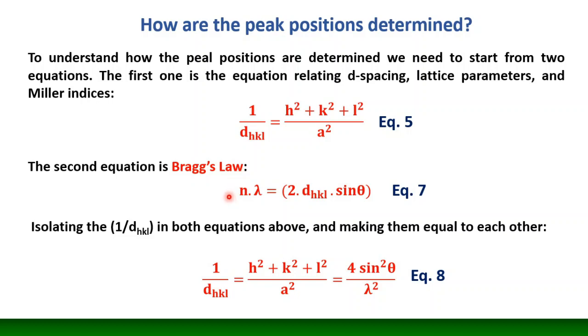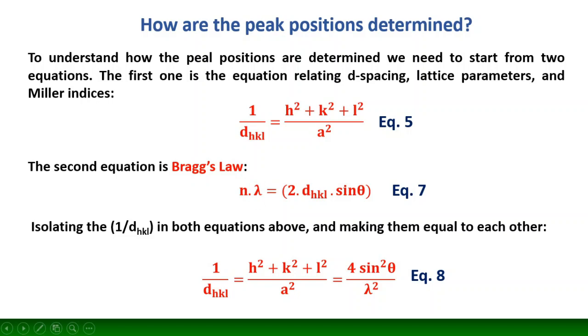Just to remind those of you that may not remember or may not be familiar with Bragg's law, n is an integer, okay? Multiplied by lambda, n is usually called the reflection order, okay? Generally we take n equal to 1, but it's an integer, okay?